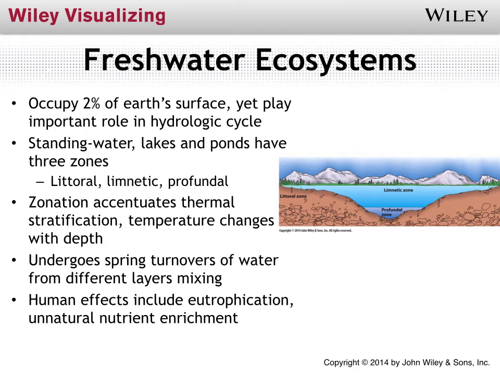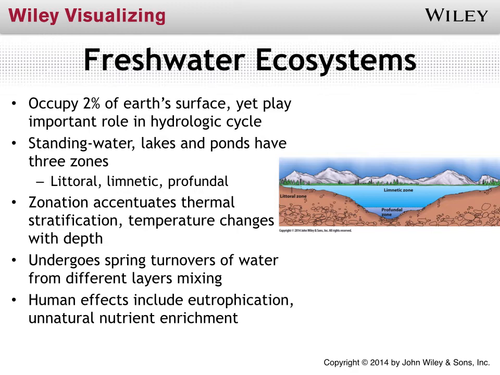Again, we have standing water ecosystems, which would be things like lakes and ponds. And you can look at various zones within those standing water ecosystems. Just as we talked about the tropical rainforests having multiple layers, water ecosystems also can have multiple layers: the littoral zone, right near the edge of the water; the limnetic zone, which is the bulk of the open water of a lake; and the profundal zone, which is down near the very bottom.